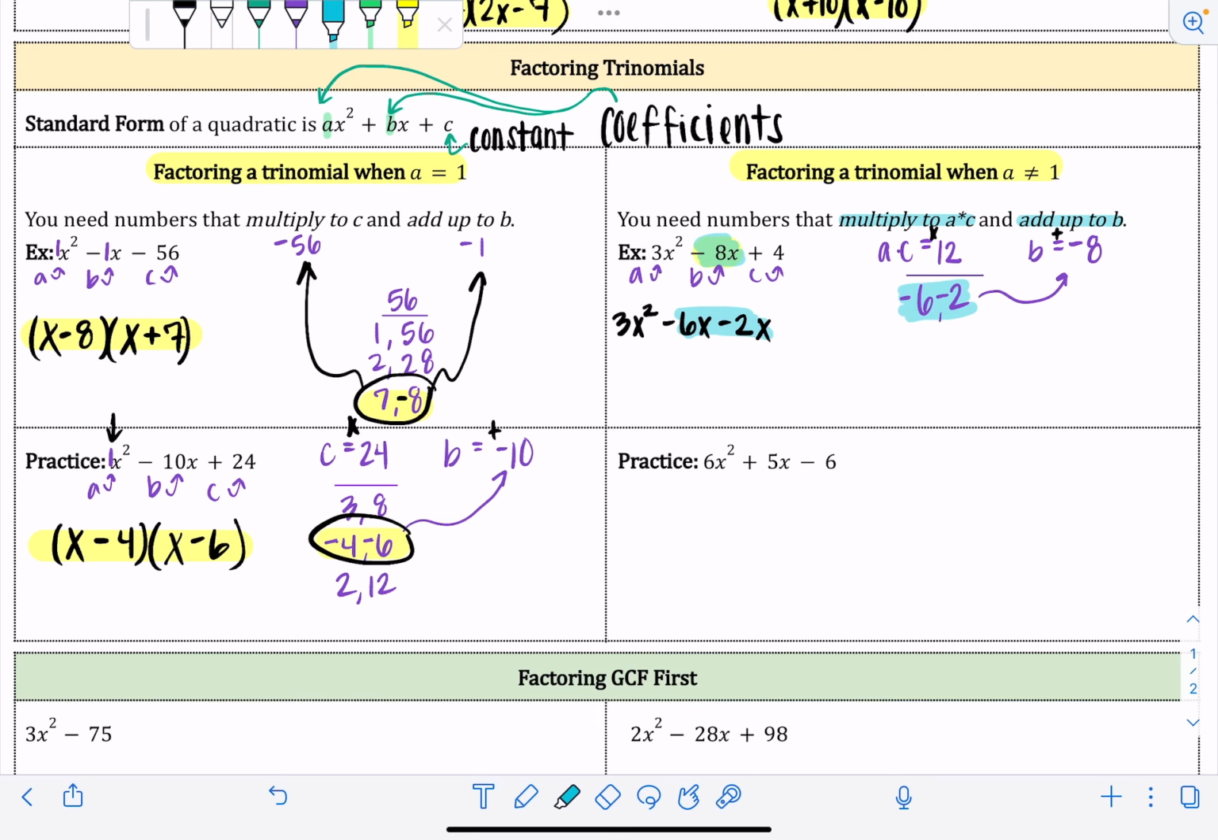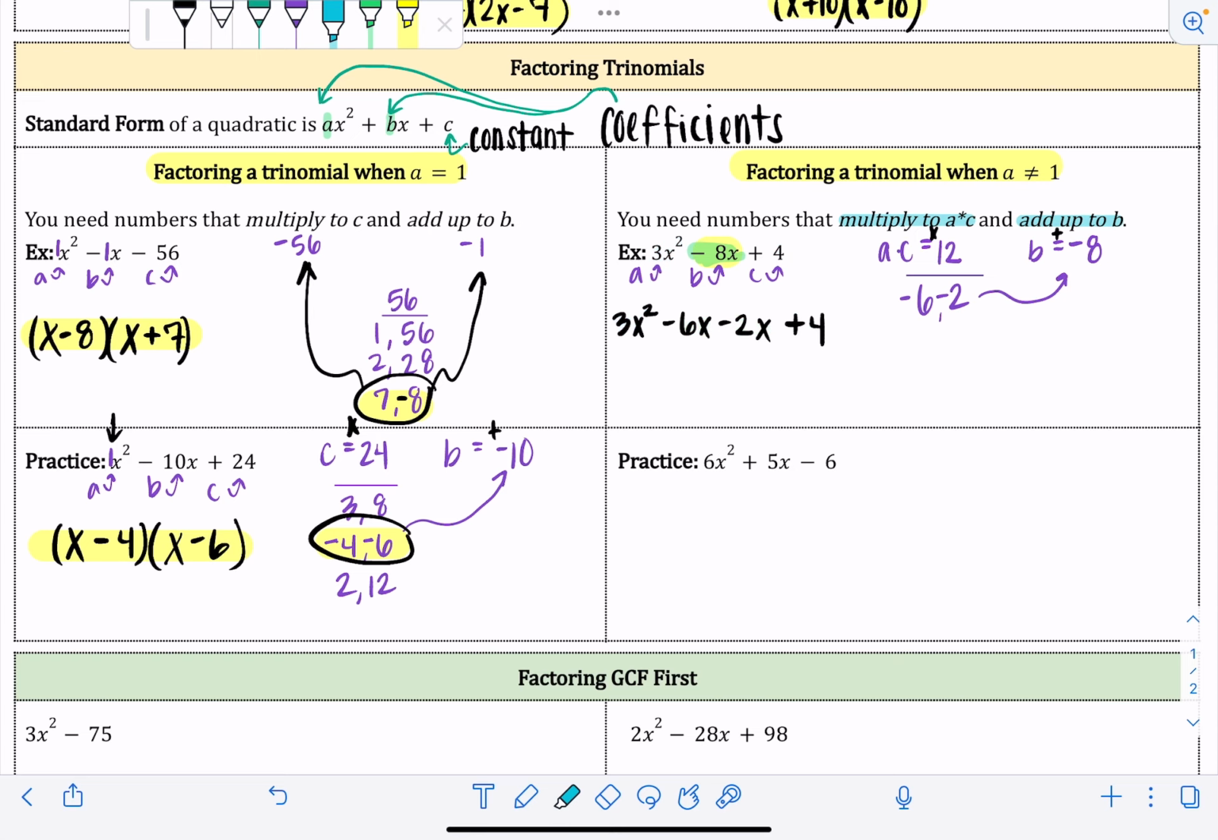And it'll always be related to those numbers that we found that multiplied to a times c and added up to b. And then I just need to bring down this plus 4 now. So everything in the problem is staying the same. It's just this middle term that's getting broken up. The other two parts stay the same: 3x squared and 4.